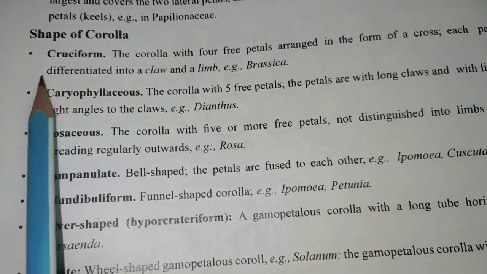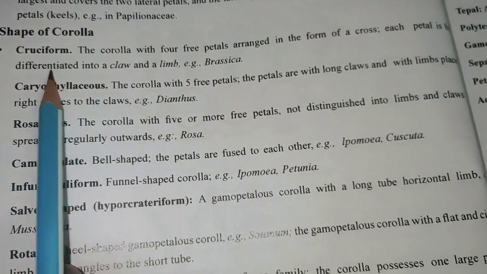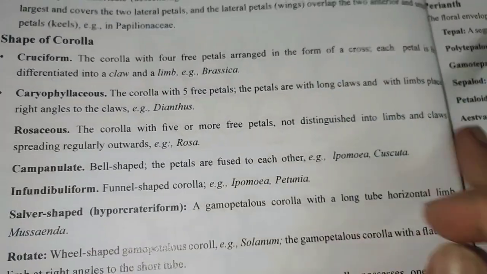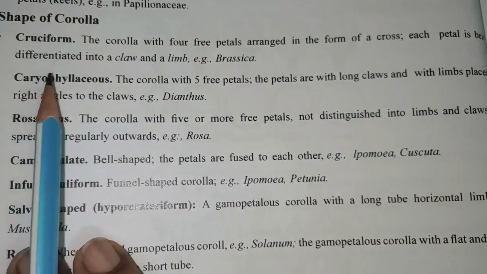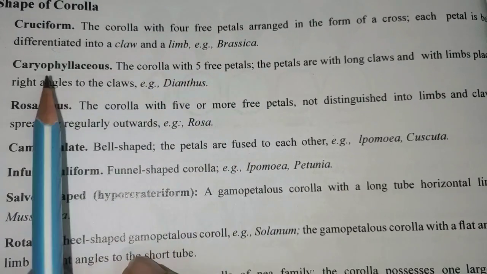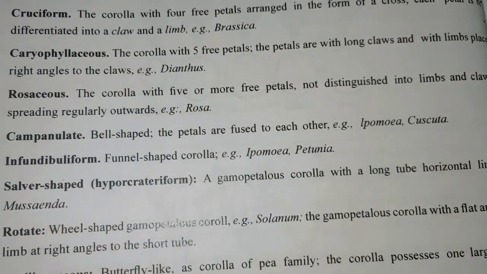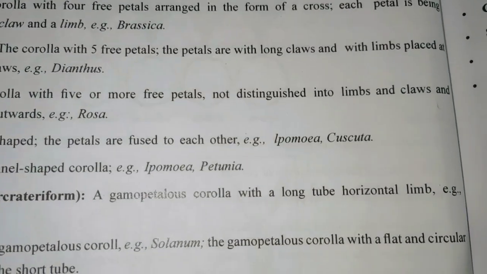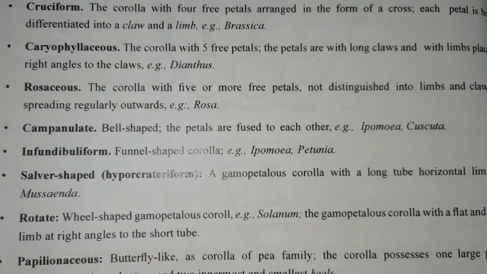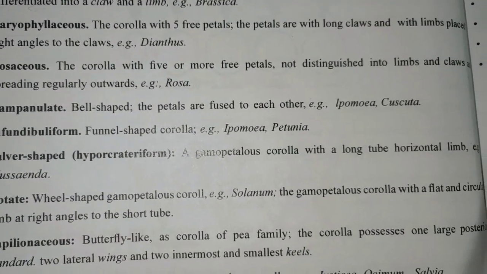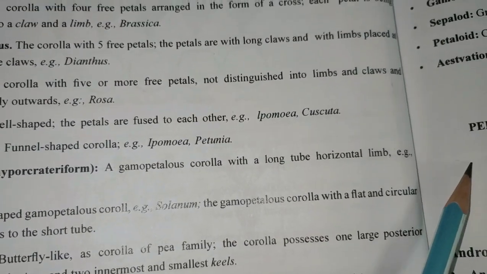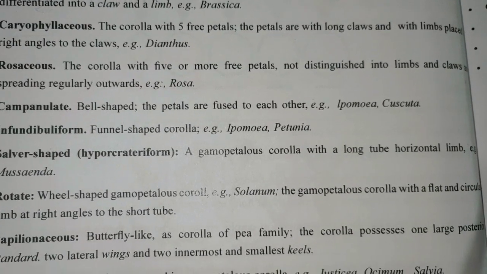The next one is shape of corolla. Cruciform. The corolla with four free petals arranged in the form of a cross. Each petal is differentiated into a claw and a limb. For example, Brassica. Caryophyllaceous. The corolla with five free petals. The petals are with long claws and with limbs placed at right angles to the claws. Dianthus. Rosaceous. The corolla with five or more free petals not distinguished into limbs and claws and spreading regularly outwards.